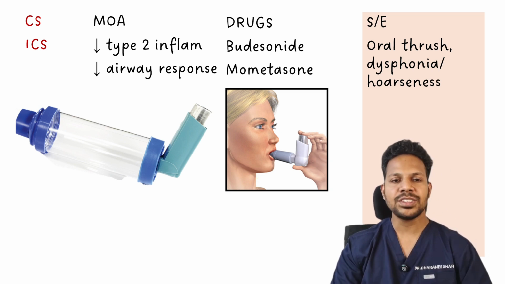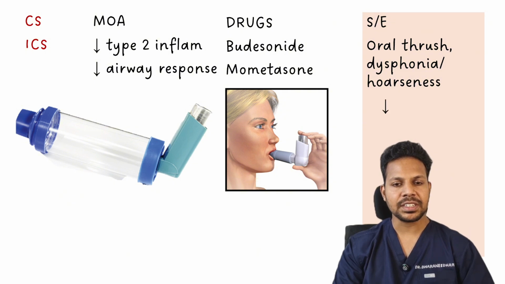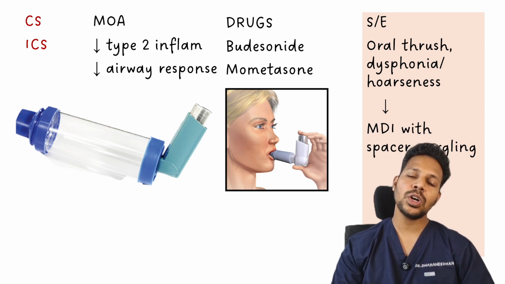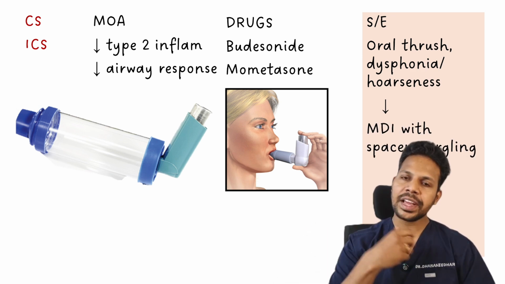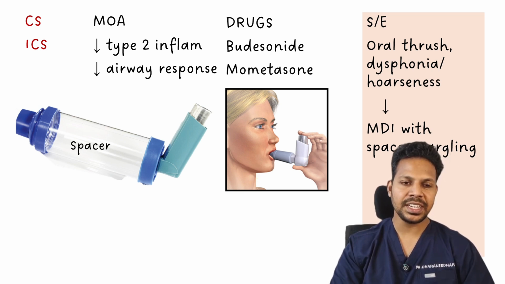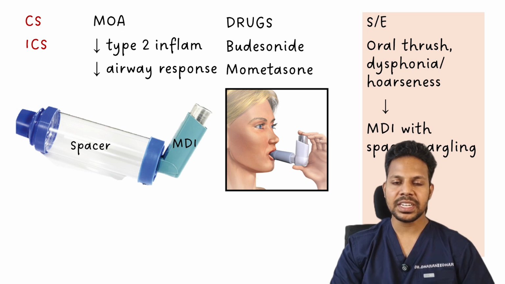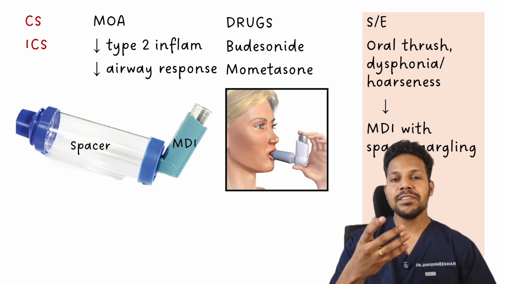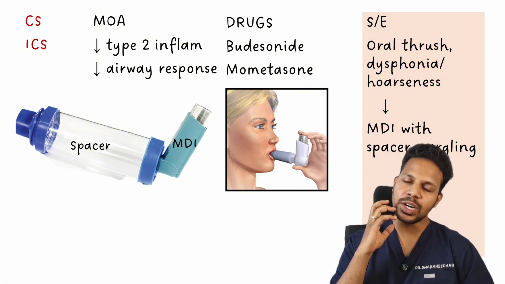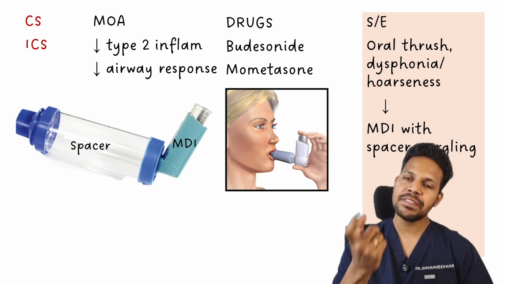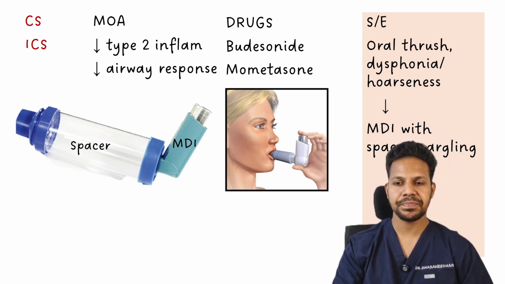That is why, as shown in the image, here is a spacer. So what you want to use? You want to use a metered dose inhaler with spacer, and you want to gargle the oral cavity after you inhale the drug. As shown in the image, here is the spacer and here is the metered dose inhaler. The spacer will prevent the deposition of drug in the oral cavity and the pharynx, whereas the metered dose inhaler will help in the delivery of the particular dose of the drug.